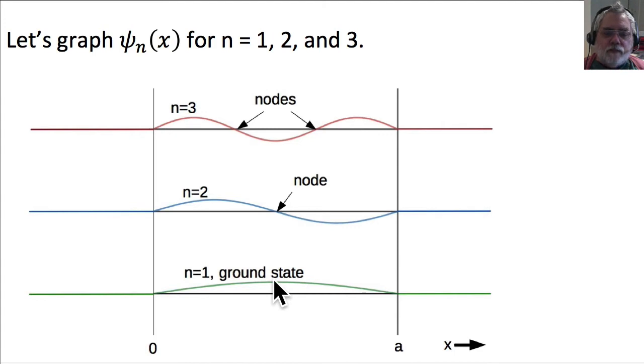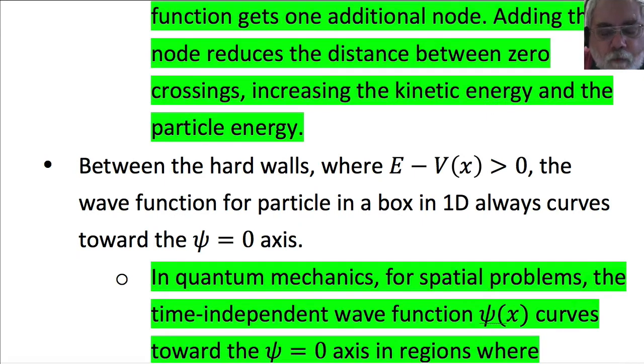So the ground state has no nodes, no zero crossings, ignoring the hard walls. The first excited state has one node. It is a zero crossing. The second excited state, n equals 3, has 2 nodes, 2 zero crossings. Between the hard walls, where energy minus the potential energy is greater than 0, the wave function for a particle in a box in one dimension always curves toward the psi equals 0 axis.